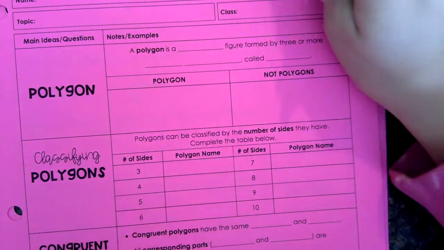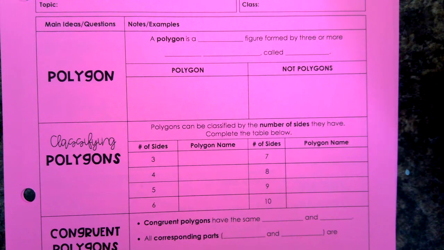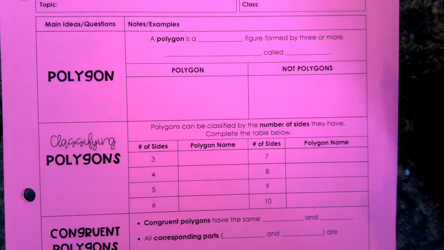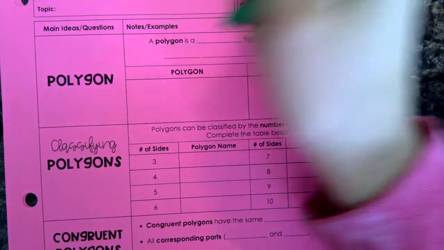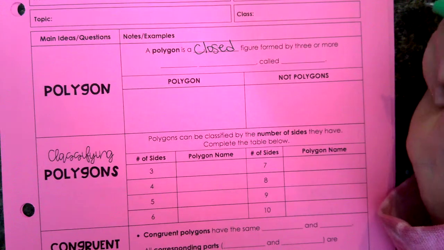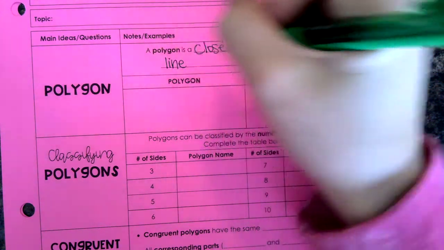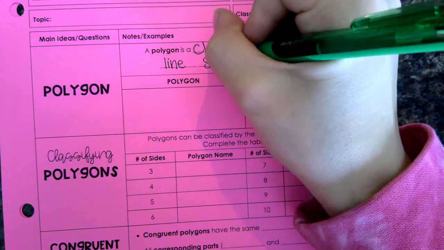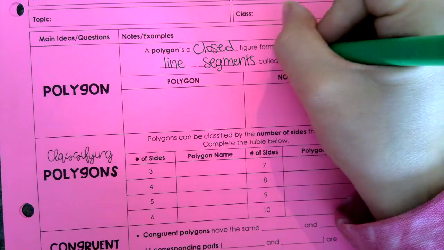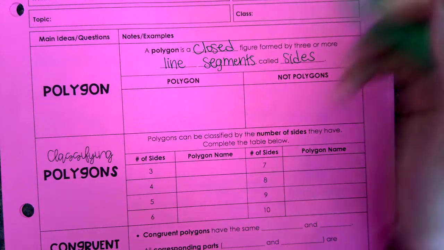Okay, 7th graders, so today we are going to continue on classifying polygons and talking about congruent polygons. So, what is a polygon again? Remember, a polygon is a closed figure formed by 3 or more line segments. And these line segments are called the sides. So this is a polygon.